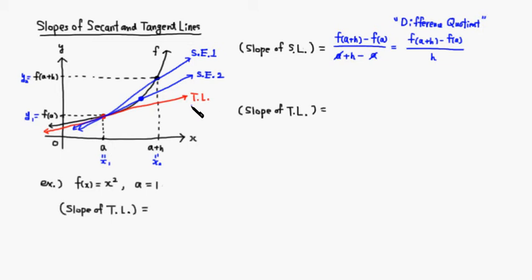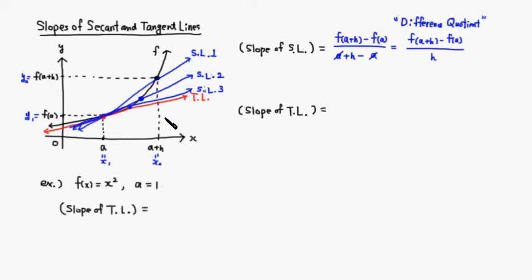We can get greedy. Why don't we put the second point even closer to the first point and take a point around here, and then you have a third secant line. It's kind of hard to see. This is secant line number 3. So secant line number 2, secant line number 3. You can see that secant line number 3 is even closer to the tangent line.